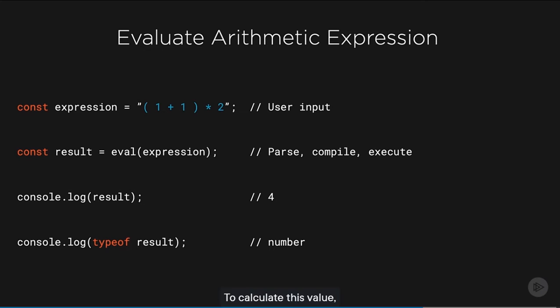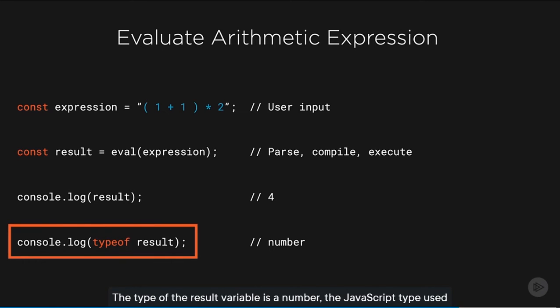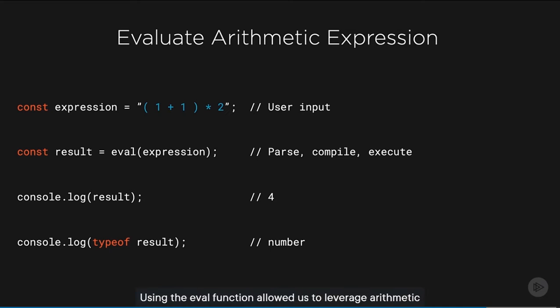To calculate this value, the JavaScript engine had to parse, compile, and interpret the arithmetic expression as if it was JavaScript code. The type of the result variable is a number, the JavaScript type used to represent integer and floating point values. Using the eval function allowed us to leverage the arithmetic expression evaluator built into the JavaScript engine. An alternative solution would be to write the parsing and evaluation code ourselves. Now, let's take a look at which JavaScript constructs allow for dynamic code execution.